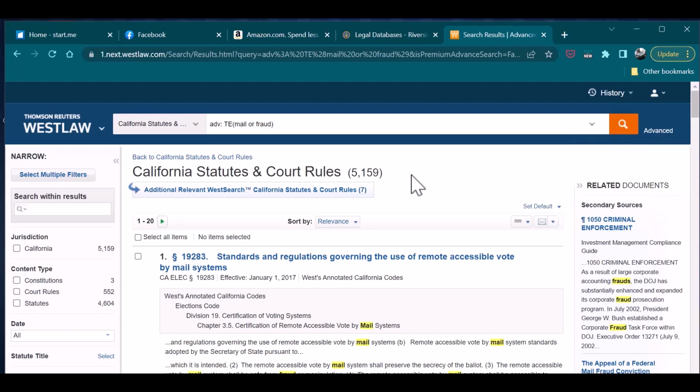5,159. So it seems counterintuitive that and is a smaller group than or, because what Westlaw searched for here was any statute that had either the word mail or the word fraud in it. When I searched and, it looked for documents that had both mail and fraud in the text, and that's why it was a smaller sample.